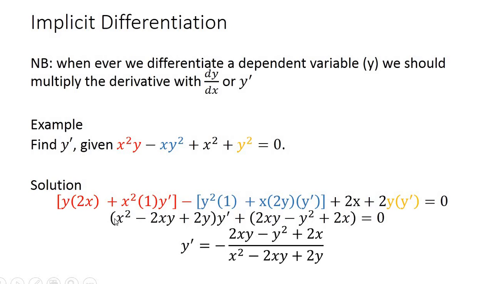You simplify by collecting like terms. If I collect for y prime, it will be x squared, this one. I've got a y prime here which is 2xy, this one, but this one is negative. And then I've got a y prime here which is 2y. So these are my coefficients of y prime. And then what remains is 2xy, this one, minus y squared, which is this one, and then plus 2x, which is this one, and this is equal to 0. Making y prime the subject of the formula, I'll get this guy. So that's how we apply implicit differentiation.